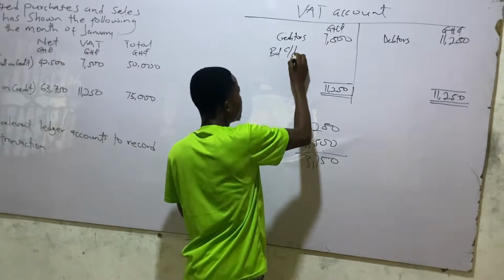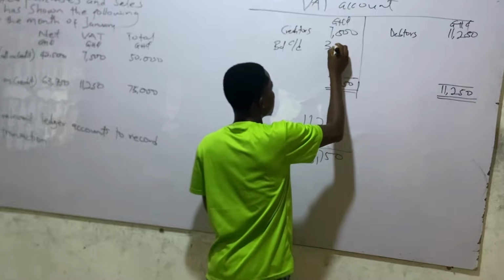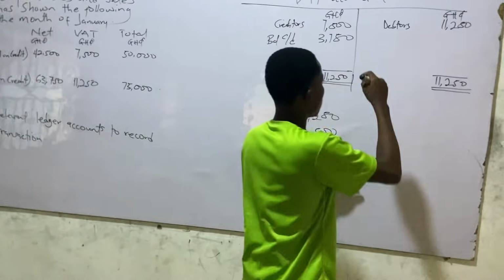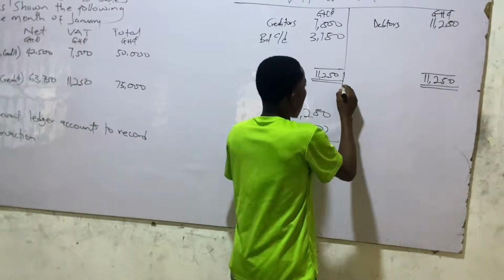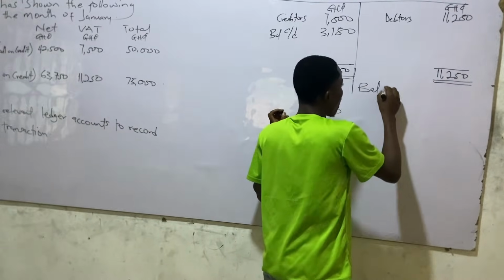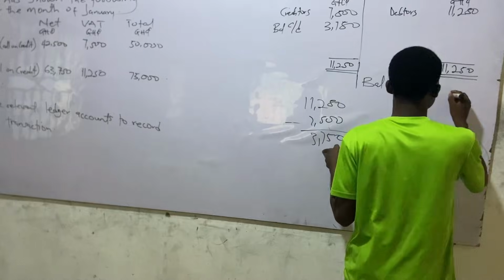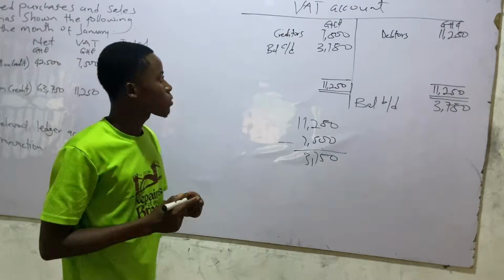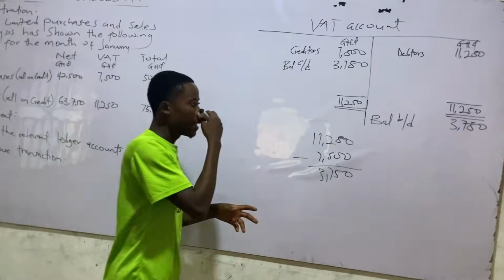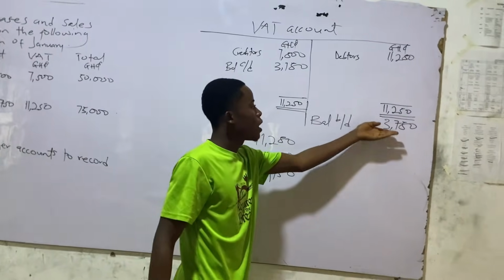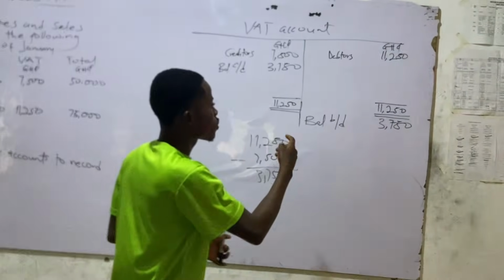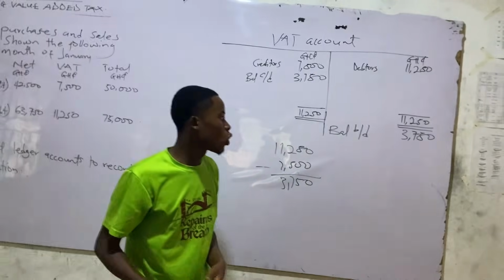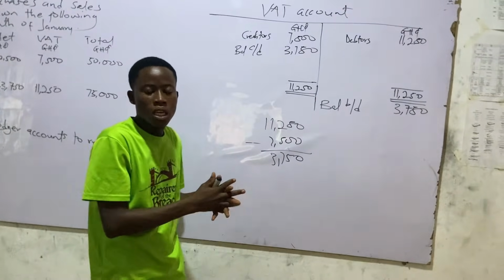So we have the balance carried down, which is 3,750, right? And then we write the balance carried down here. So we have our balance brought down. So balance brought down to be here, which is also 3,750. So since the difference is here, the balance brought down is here, that means we are supposed to pay this 3,750 to the Ghana Revenue Authority as VAT imposed on the goods we sold.